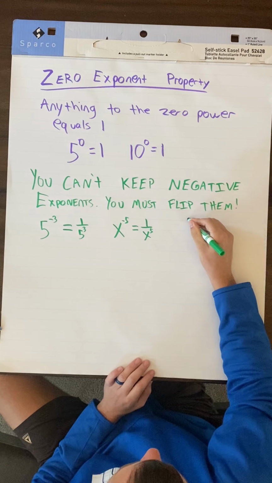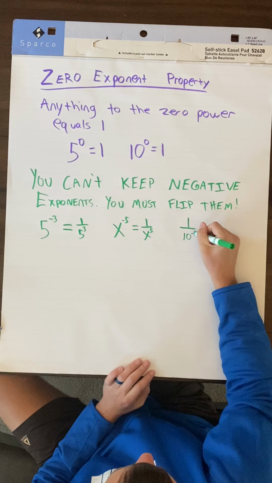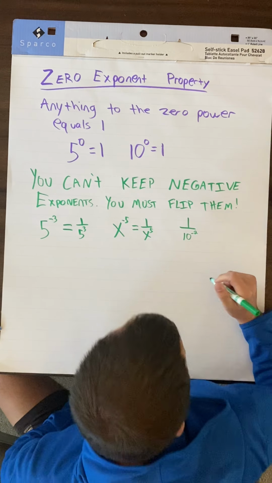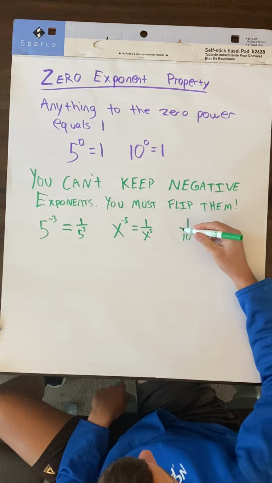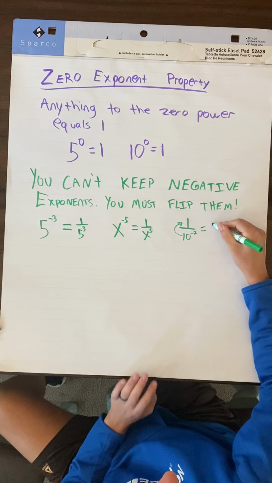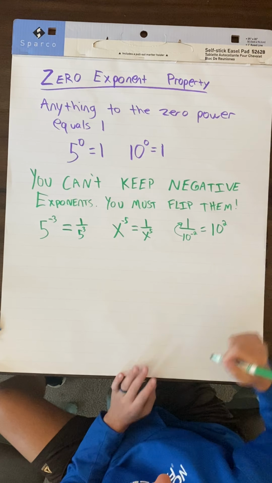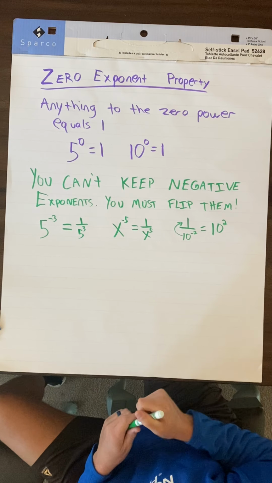What if we had a fraction? If it was like, say, 1 over 10 to the negative second power. In order to get this to be positive, we have to flip it, meaning we're going to take this to the top. So it's going to be 10 squared. And it would just be a 1 on the bottom. You don't have to include that.